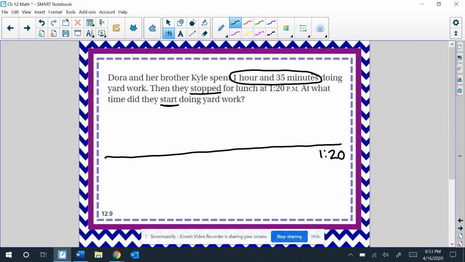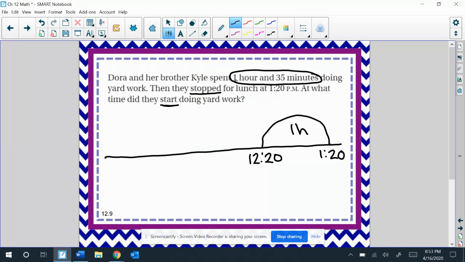Now I'm going to do what I call jumps. It's where I go from 1:20 and I jump backwards. Then in the jump, I'm going to put how much time I went backwards. I like to use doable numbers. So I'm going to use the number 1 hour for this because that's just a very big jump. But at the same time, I'm not really having to count by ones. I'm counting by a big number. So 1:20, and I go backwards 1 hour. If you look at your clock, 1 hour backwards from 1:20 is 12. And then the minute hand stayed the same, 20.